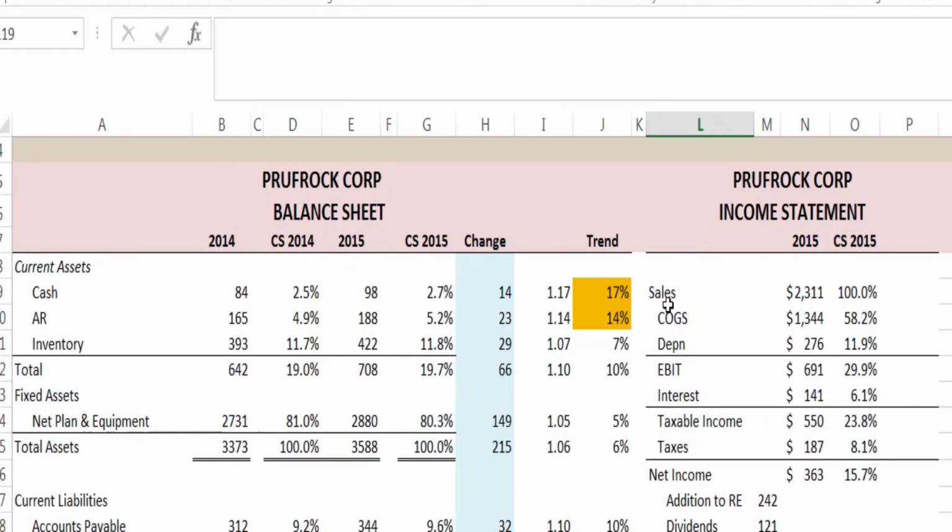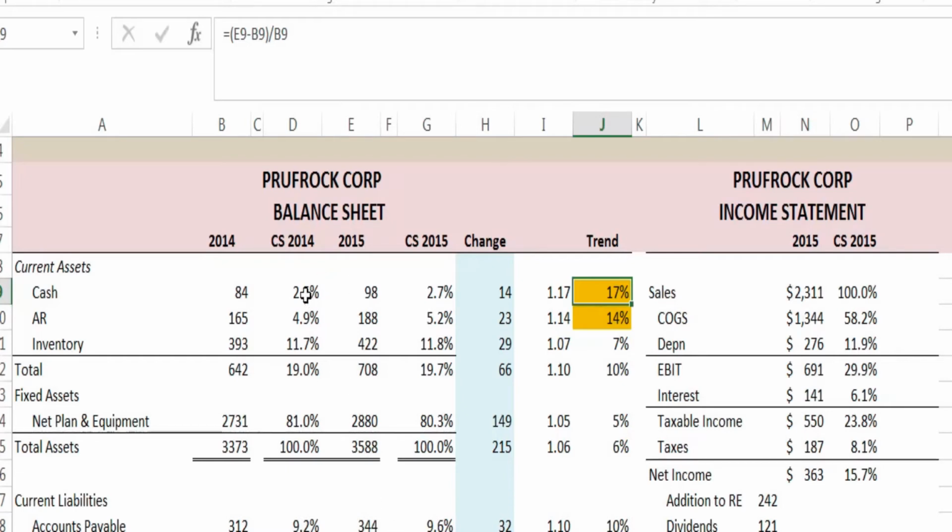Now, another way is to look at this in terms of common sizing. Common sizing says that we're going to take each and every account on the balance sheet and divide it by the total assets. So the denominator stays the same, B15 or total assets, for every single one of these. And the reason we do this is that sometimes cash might look like it's been a huge increase, but maybe total assets increased around the same amount. And so it's not a huge increase. So we like to look at everything as a percentage of the total.